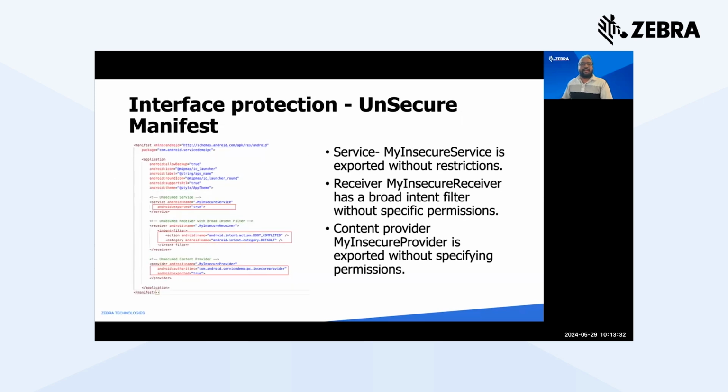Next slide. Let's look at a sample manifest and how it looks. I'm going to present an unsecure manifest which has multiple interfaces defined. As we know, the Android manifest file allows developers to define an access control policy for access to components. You can see here you have an activity, a service, and a content provider.